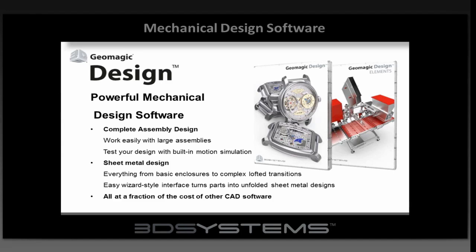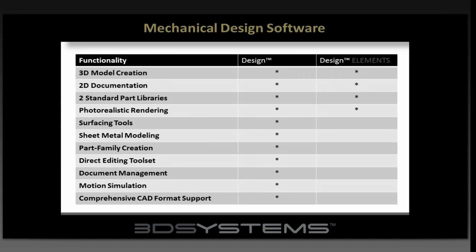Before I move on, I'd like to bring it to your attention that we are actually talking about two separate design packages here. We have Geomagic Design and we have Geomagic Design Elements. With Design Elements, you can create, document, and render solid models, as well as access the standard part libraries that we've brought into this. Now with the full package, you get all of this, of course, plus the ability to create freeform surfaces, sheet metal objects, and use direct modeling, direct editing on imported parts. We can do motion simulation, as well as open up native files from other CAD packages.